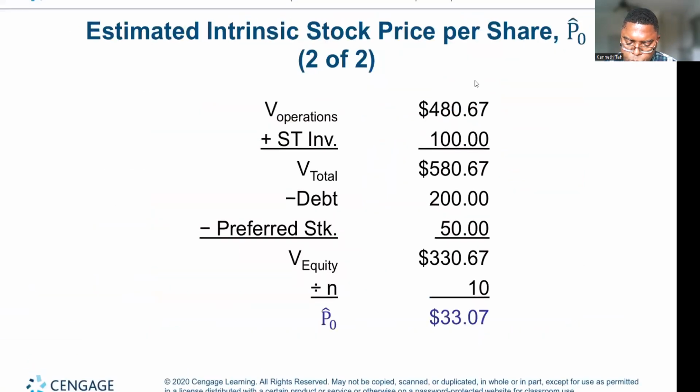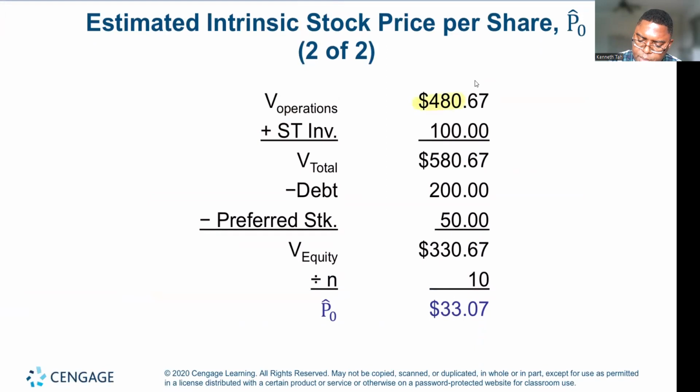If that is the value of operation, then we can add short-term investment. So this is the value of operation plus short-term investment, which gives us total value. If this gives us total value, then we can calculate value of equity. We simply subtract debt and we subtract preferred stock. This will leave us with value of equity. We divide by number of shares outstanding, and we have our price, which is going to be 33.07. And this is where we want to be. So this is how we are going to value this company.